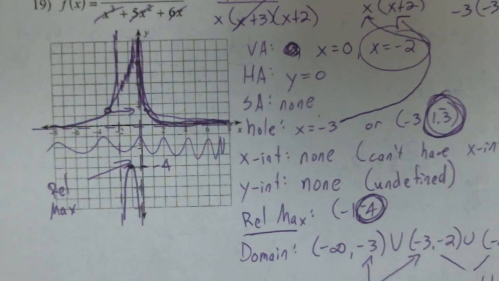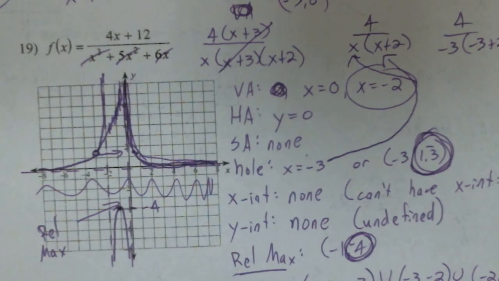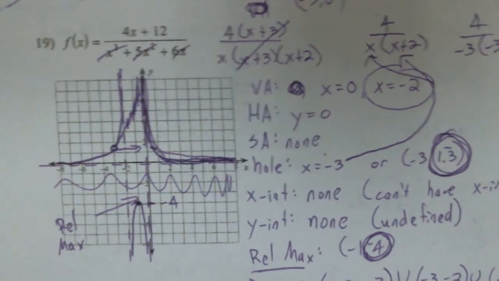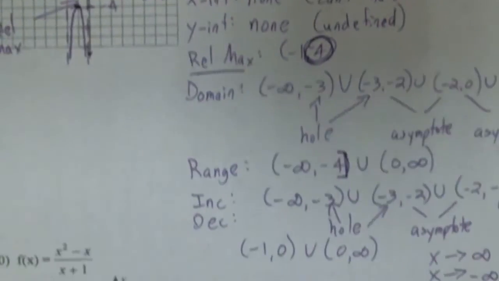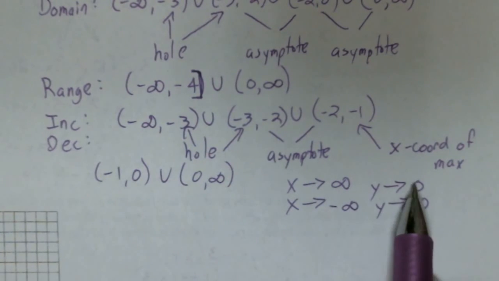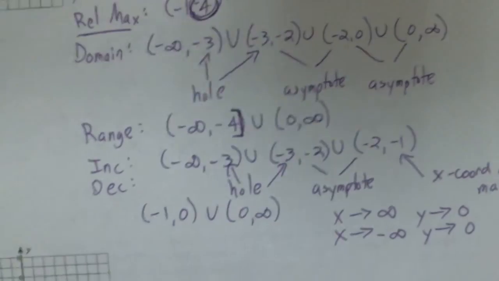All right, my end behaviors. As x goes to infinity, as the x values get bigger and bigger, my y's are approaching the horizontal asymptote. They're approaching 0. Y is approaching 0. As x goes to negative infinity, it's the same thing. We're approaching 0. You can do it, guys. Last one here.